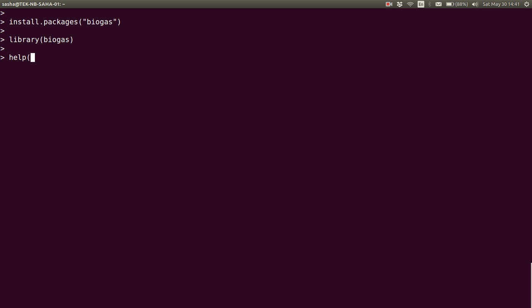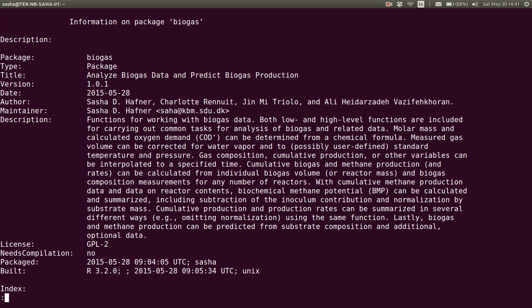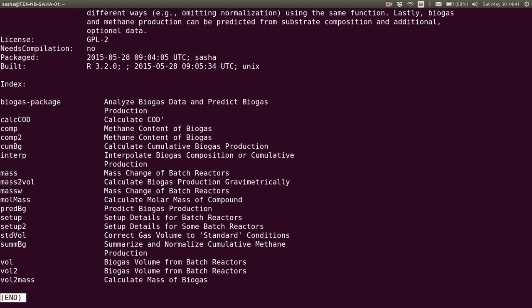You can get a list of the functions and example datasets in the package with the help function. Here we go. And here at the bottom is a list of the functions and example datasets. And I'll talk about the low-level functions today: calcCOD, interp, mass-deval, mole-mass, predbg, and std-vol for a standardized volume.